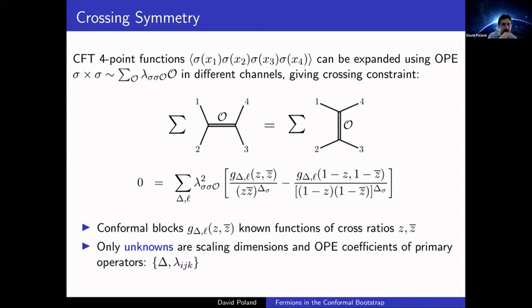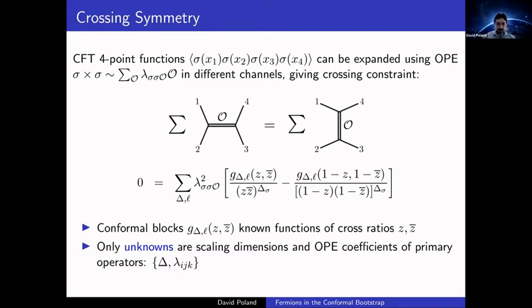And we can apply this OPE to pairs of fields in the 4-point function. And in particular, there are different ways to apply it. So we can expand the 4-point function using the 1, 2, and 3, 4 OPEs, or we can expand the 4-point function in the 1, 4, and 2, 3 OPEs. Requiring that these two expansions are equal to each other gives you a constraint called crossing symmetry.